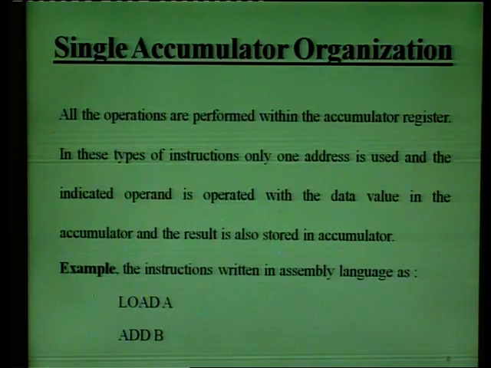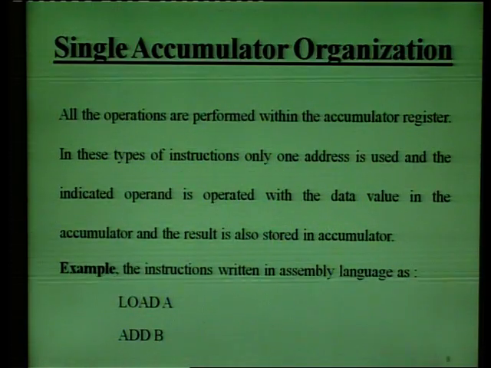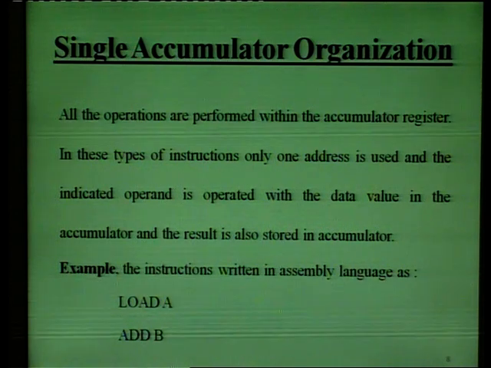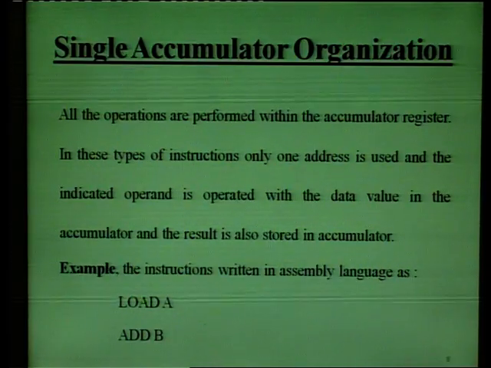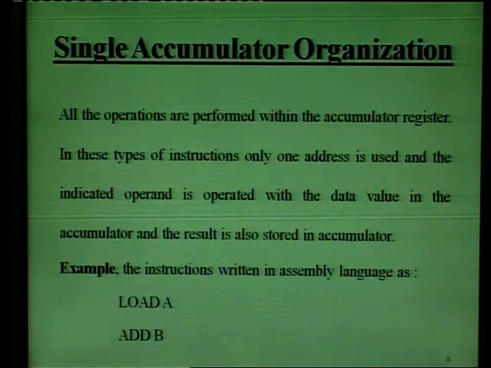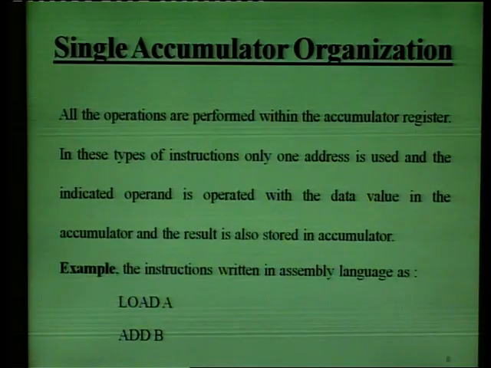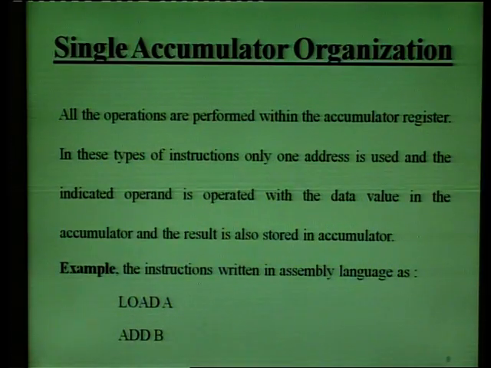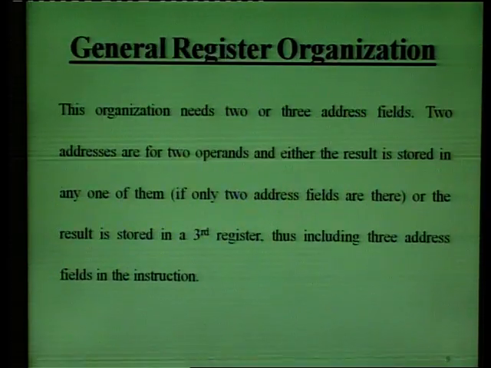A is loaded into the accumulator, and the load instruction performs the operation. Next, A is stored in the accumulator and the next operation is A plus B, then add B. B performs the accumulator operation and the result is A plus B. Automatically the accumulator is accessed, because only one address is used in this single accumulator organization.